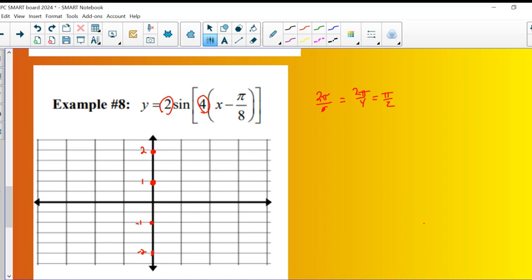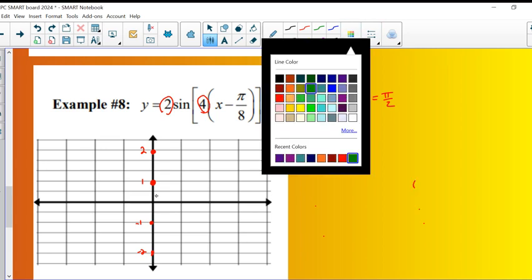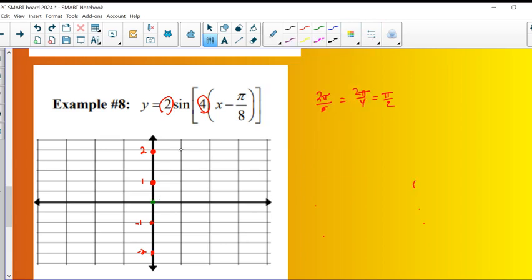And it's normal sine. I don't have any negative reflections. So I'm going to start at 0, 0 at the equilibrium marking. I'm going to go up to 2, back to equilibrium, down to -2, and back to equilibrium. So I'm drawing my sine wave. Remember, it's everything except for the phase shift, right? Going up to here, and then going back down to here.